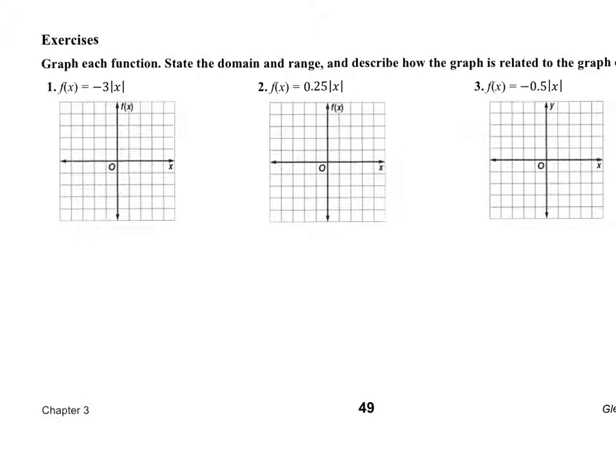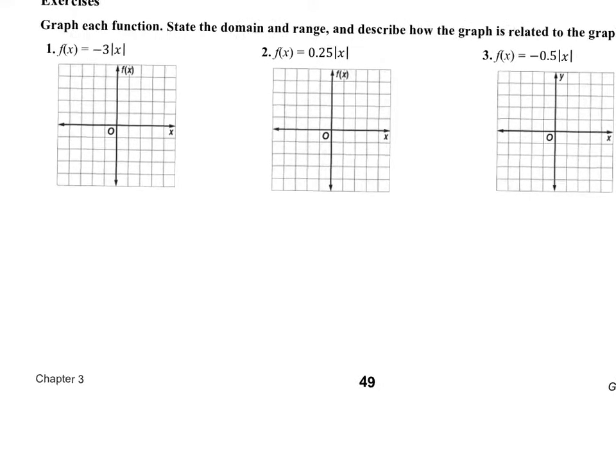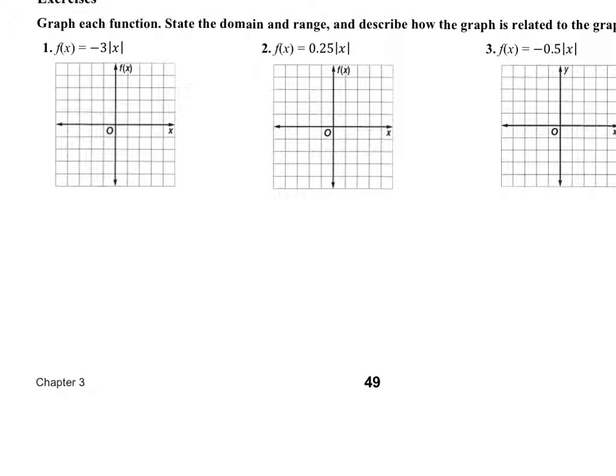So again, we're still going to state domain and range, but then we're also going to still describe how the graph compares to our original function g of x. Okay. So again, g of x hasn't changed. It's still the absolute value of x. So that still looks just like that.